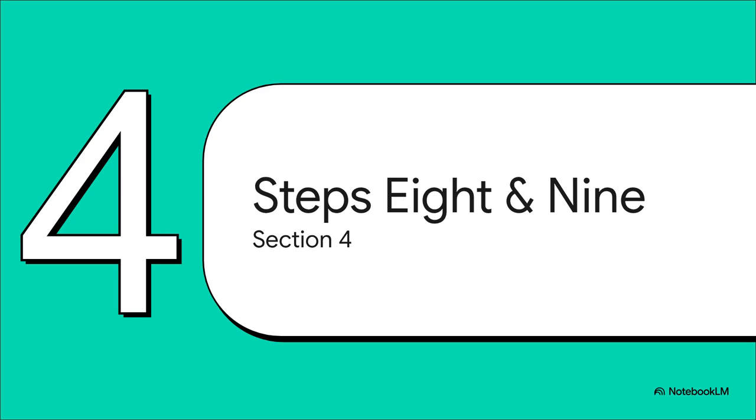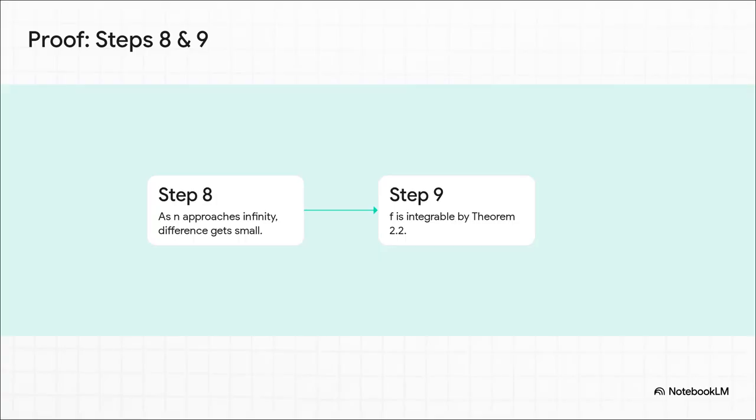We're almost there. Section 4, proof steps 8 and 9. Let's wrap up the logic. Step 8. Since alpha of b minus alpha of a and f of b minus f of a are fixed numbers, as n tends to infinity, that fraction alpha of b minus alpha of a upon n tends to 0. Hence, for sufficiently large n, U of P, f, alpha minus L of P, f, alpha is less than epsilon. हमने अपना main goal perfectly achieve कर लिया.